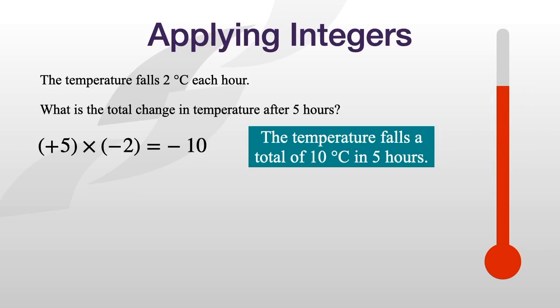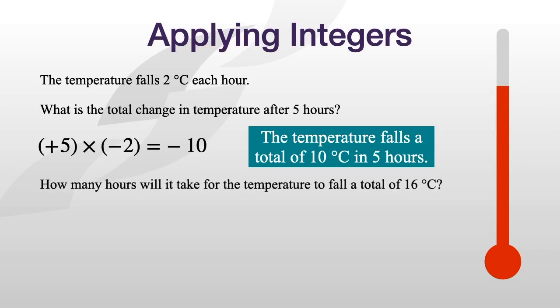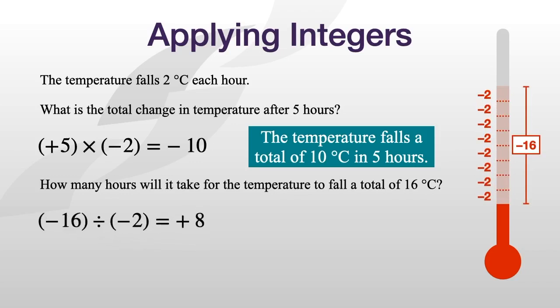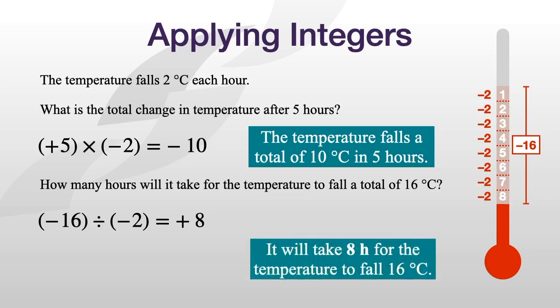How many hours will it take for the temperature to fall a total of 16 degrees Celsius? -16 divided by -2 is +8. There are 8 -2's in -16. It will take 8 hours for the temperature to fall 16 degrees Celsius. Let's solve one last problem.